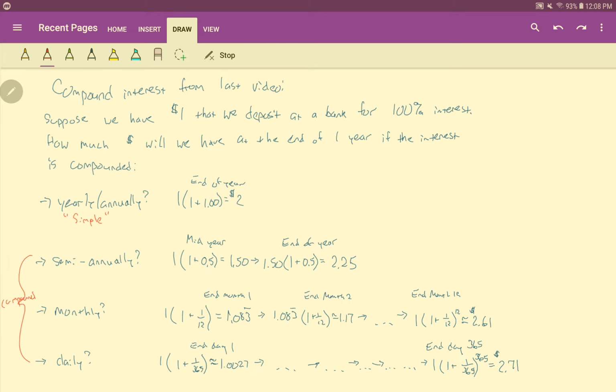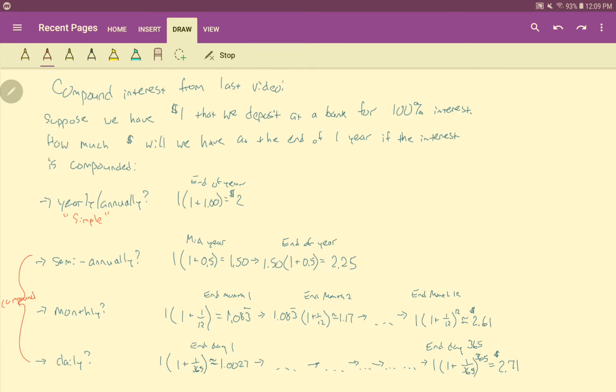Continuing on to the end of the 12th month, I just went ahead and used the formula for that. Again, our initial investment, times 1 plus r divided by n, so 1 divided by 12, to the n times t, where n is 12 and t is just 1 year, and we get $2.61, which is more money than semi-annually and more money than yearly.